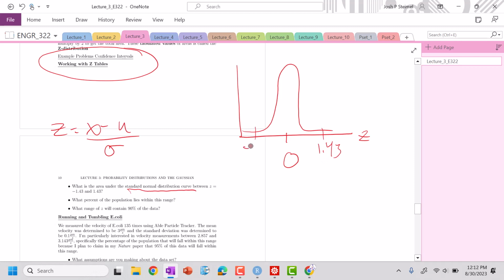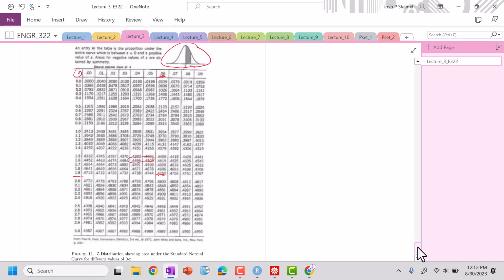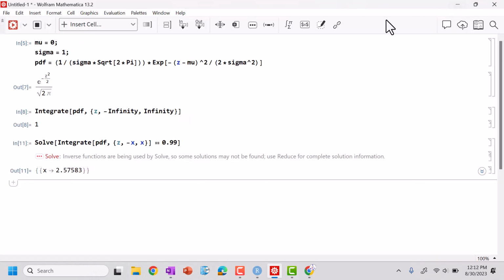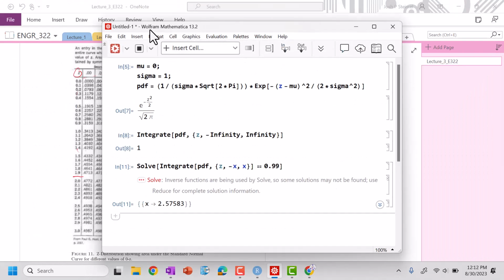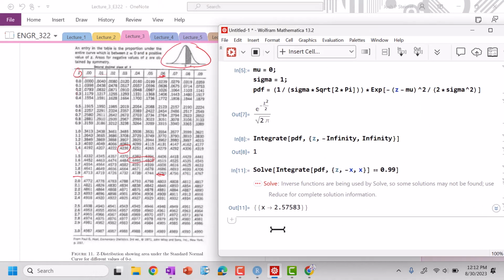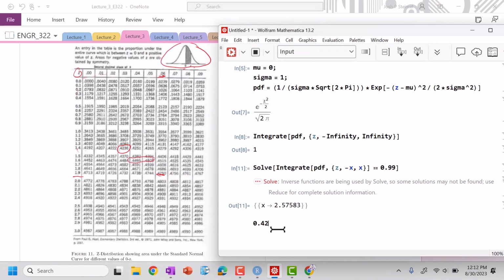1.43 and minus 1.43. There are two ways we can do this. We can go to our z-table and look at our value of 1.4 and then 3. That gives 0.4236. So we can do 0.4236 times 2. This would be our percentage of our data.